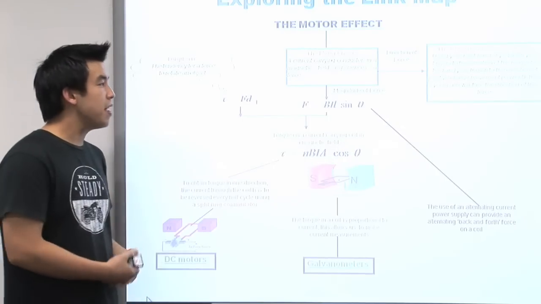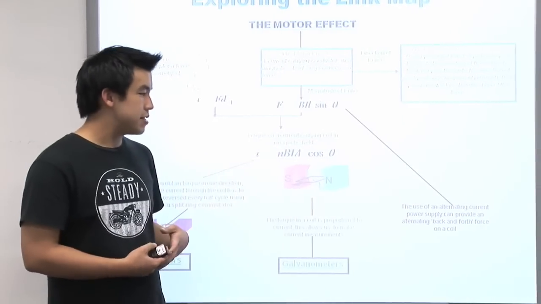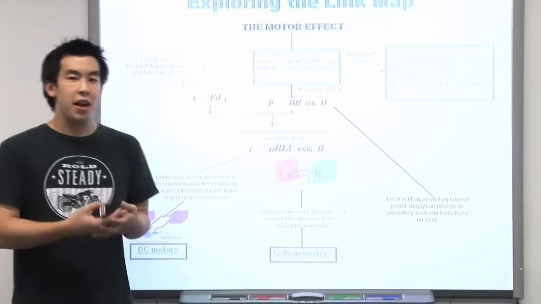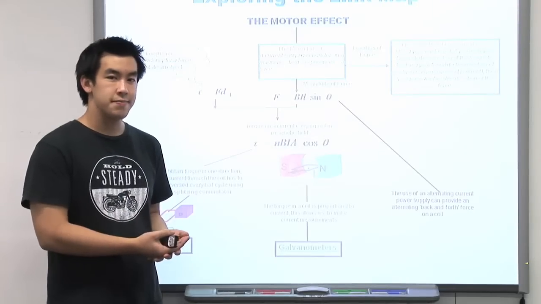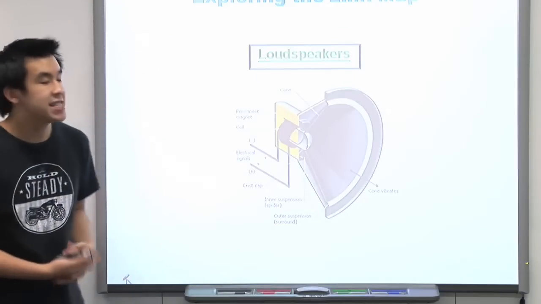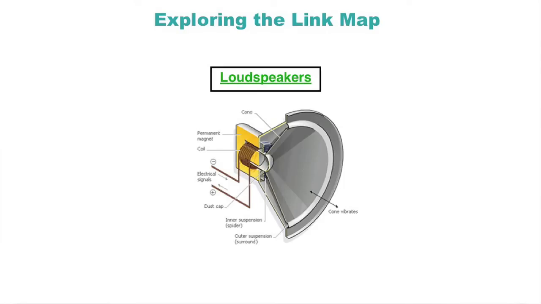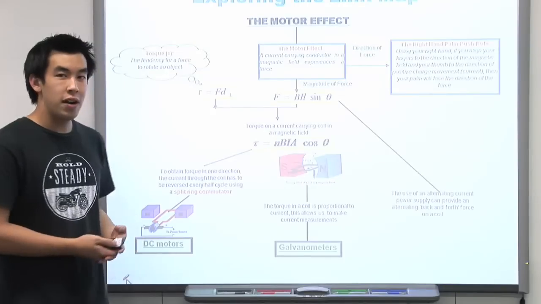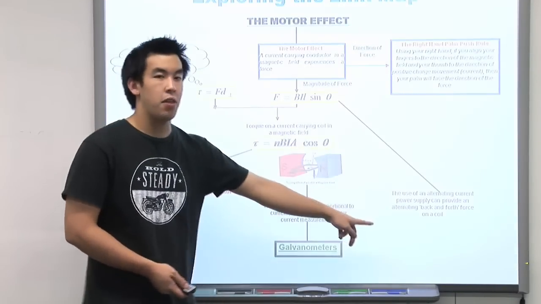Finally, if we think about the motor effect force, if we use an alternating current, that current will produce a back and forth force on the coil. The practical application that uses this is the loudspeaker, in which an AC current is passed through a coil, which leads to a back and forth force on the coil, which in turn produces sound. Therefore, the real-world application of loudspeakers is linked to the motor effect through there.